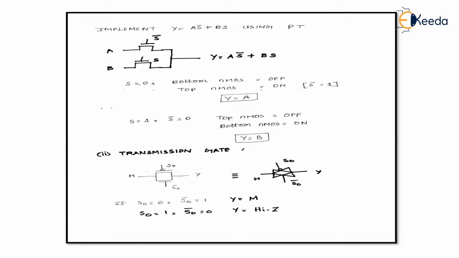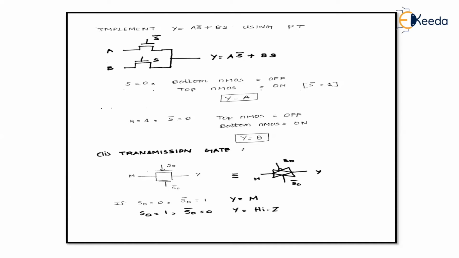If my S is equal to 1, what is going to happen? S is equal to 1, S bar is equal to 0. So the top NMOS is going to turn off, because 0 to an NMOS will turn it off. And then the bottom transistor will turn on. So top is off and bottom is on. What is there in the bottom side? B value. So Y is equal to B.